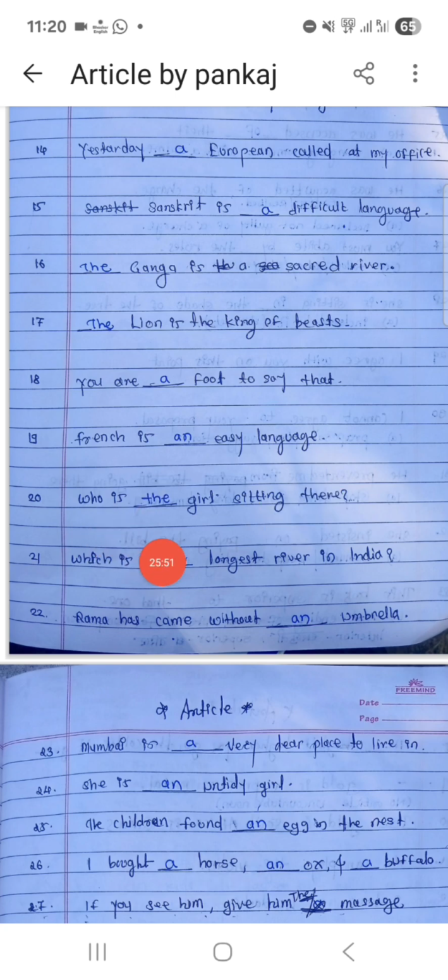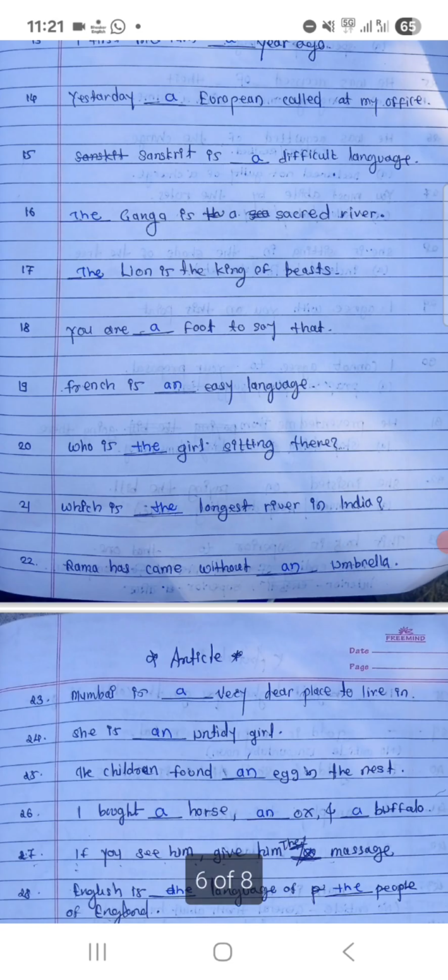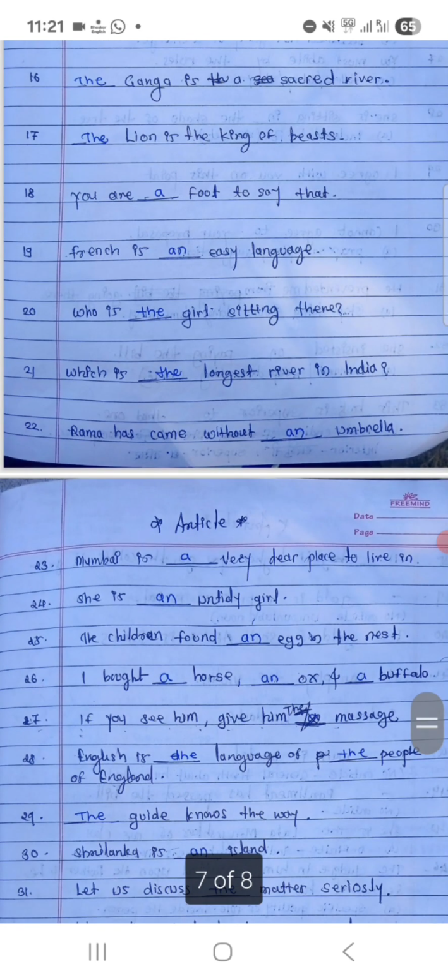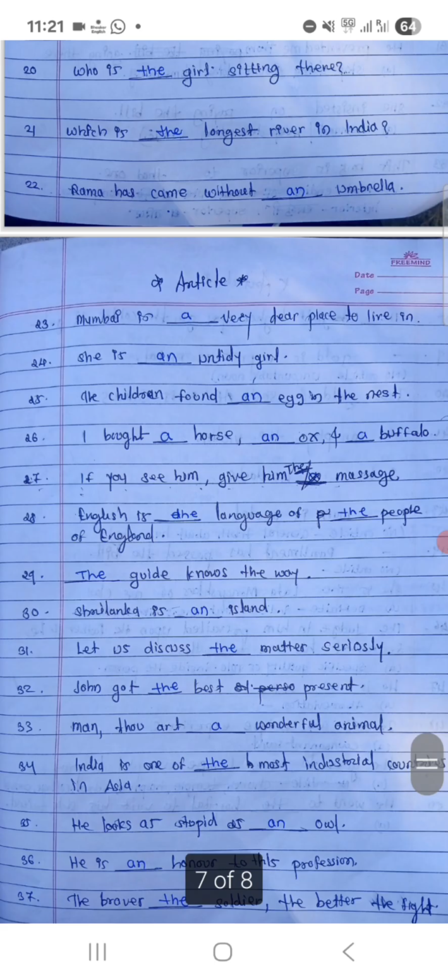Next, who is the girl sitting there? Talking about the girl, a specific girl, so use the definite article the. Who is the girl sitting there? Because you see the girl is sitting there. Next, which is the longest river in India? Talking about definite things, so use the. Next, Rama has come without an umbrella. Umbrella has a vowel sound. Next, Mumbai is a very dear place to live in. Talking about Mumbai, very has a consonant sound.